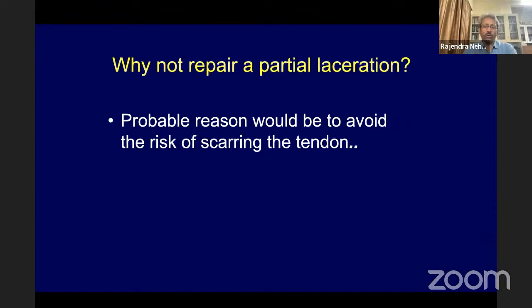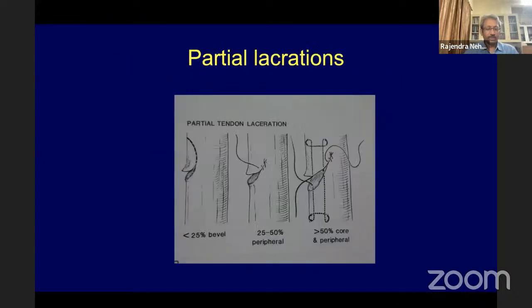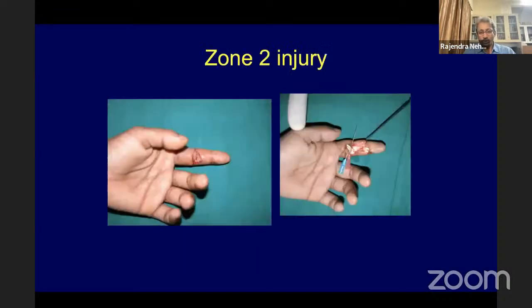Probably the reason would be to avoid the risk of scarring of the tendon, because a partial laceration as it is will heal. So what is advocated? For 25%, you can just bevel the tendon so that there is no question of adhesion. For 25 to 50%, you should do a peripheral repair, just repair the EP tendon, and that's sufficient. And if it is more than 50%, then you have to take a core suture with peripheral sutures.